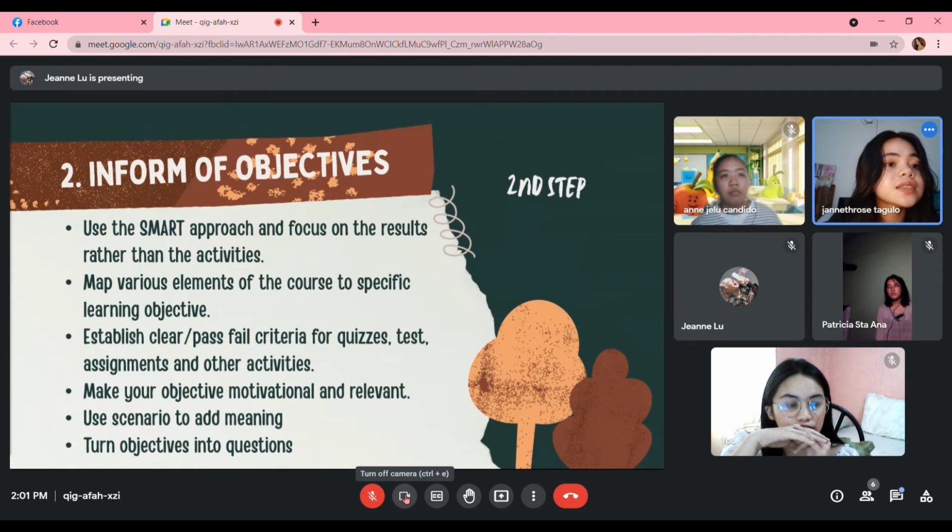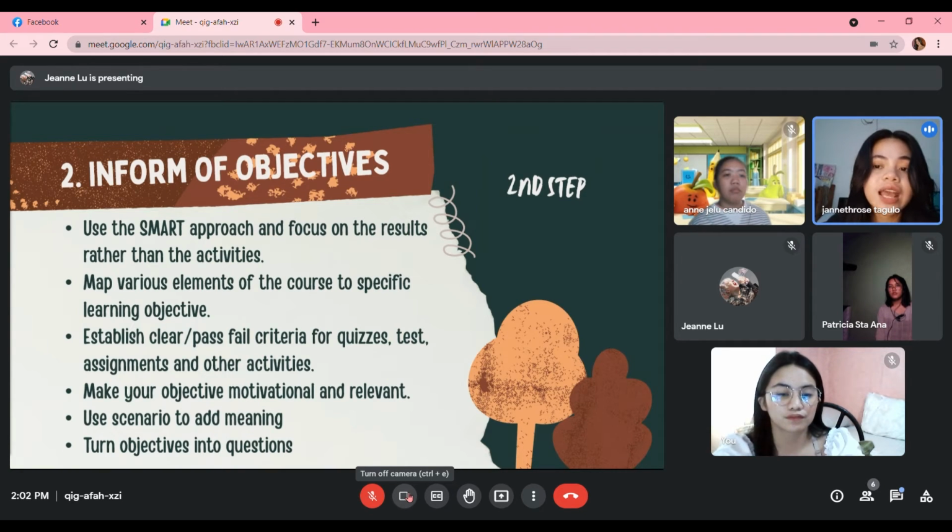Next step is inform of objectives. So informing learners of the objective, or we can say this is the expectancy part. After gaining their attention, the teachers should inform the learners of the learning objectives to help them understand what they will be learning during the session. State what the learners will be able to accomplish during the session, and how they will be able to use the knowledge in the future.